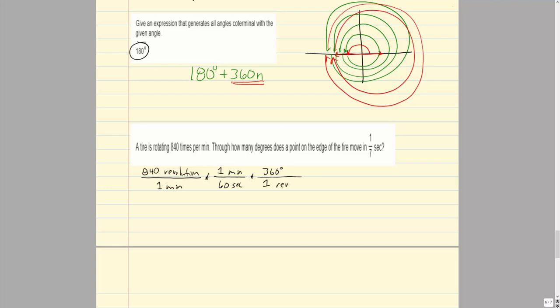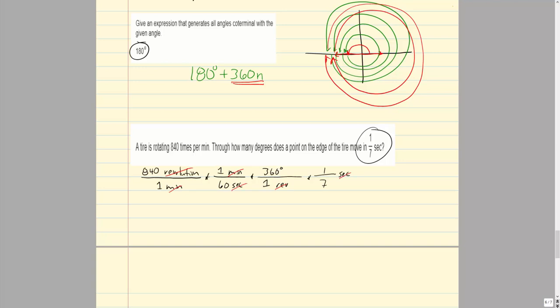Okay, so that would work pretty slick. Now the only thing I don't have here is my last little bit. What's happening in 1/7 of a second? So I could take this times 1/7 of a second. Now let's look to see if our units cancel. I have revolutions, I have minutes, I have seconds canceling, and I'm left with degrees, so this looks good.